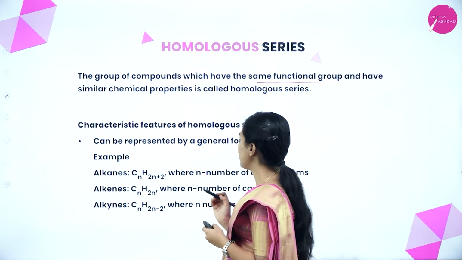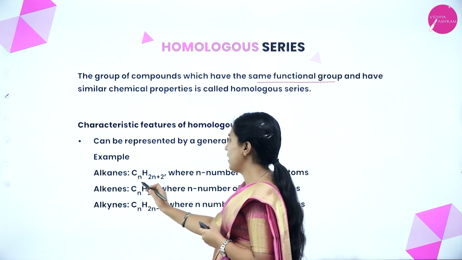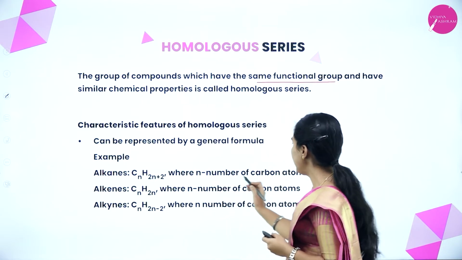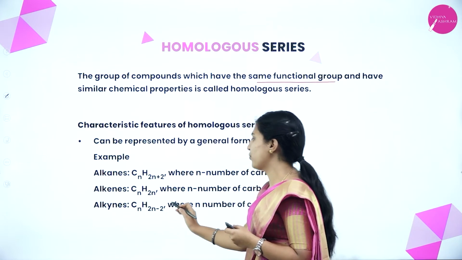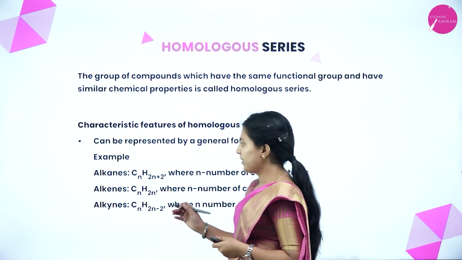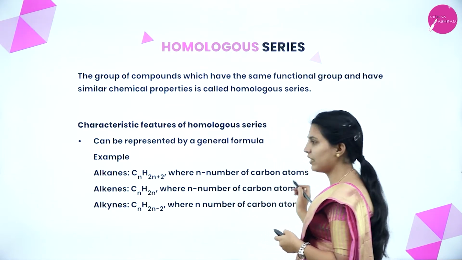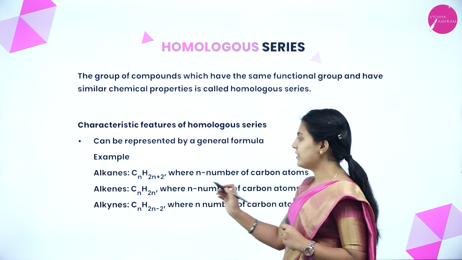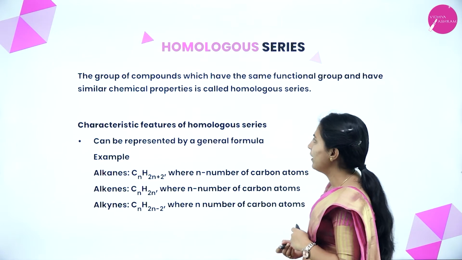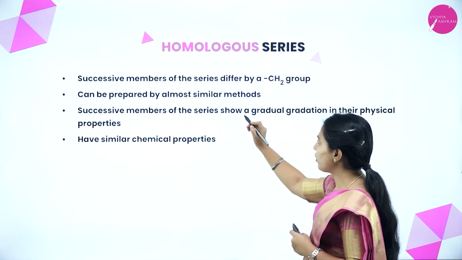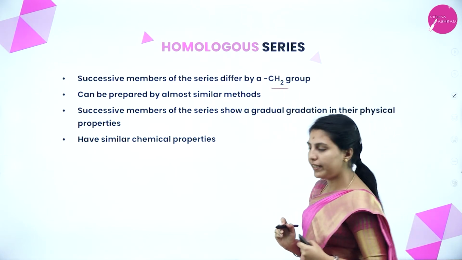What are the characteristic features of a homologous series? It can be represented by a general formula. Alkanes, CnH2n plus 2, where n is the number of carbon atoms. Alkenes, CnH2n. Alkynes, CnH2n minus 2. Another property: successive members of the series differ by a CH2 group. What does differ mean?